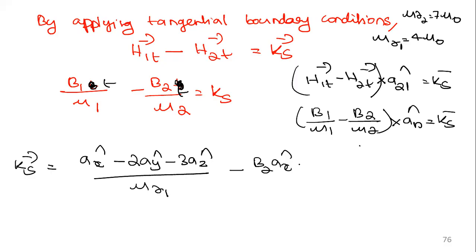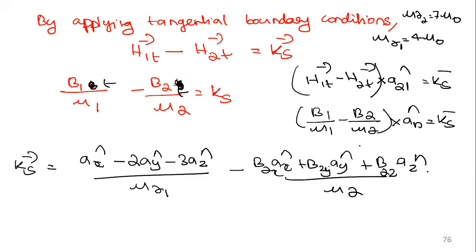So minus B2, we can write B2X AX and B2Y AY, divided by mu R2, and that is equal to Ks, which is given as 60 Ax. So you should solve this equation, either solve and equate the x component equal to 60. I will do some more steps. I am just giving you what is to be done.